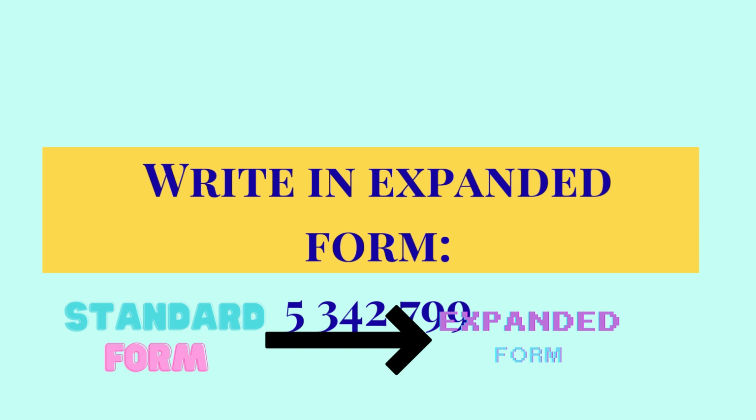Start with the largest place value and work your way down. Look at each digit and determine its place value position. Write each place value as a separate addition problem. And don't forget to include every digit that isn't 0. Pause here, try writing this number in expanded form, and return here when you're ready to check your answer.